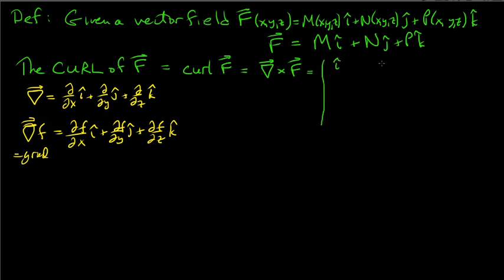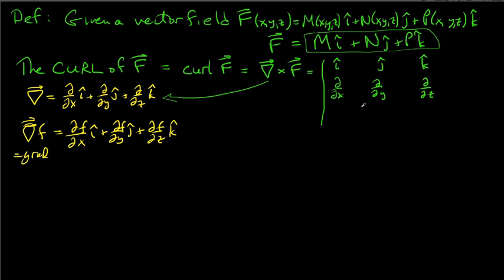The first row will just be the three unit vectors i, j, and k. The middle row will be this vector del, the vector with these three partial derivative symbols. And then F is this vector here with the three components. For now, we're just calling them M, N, and P. So this curl of F gives you a vector field.